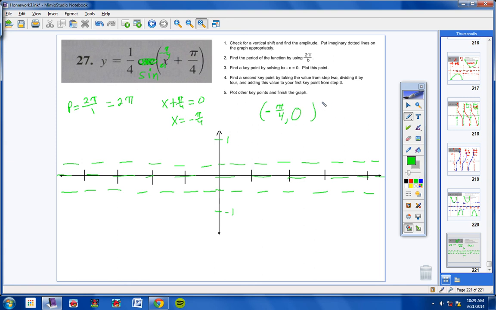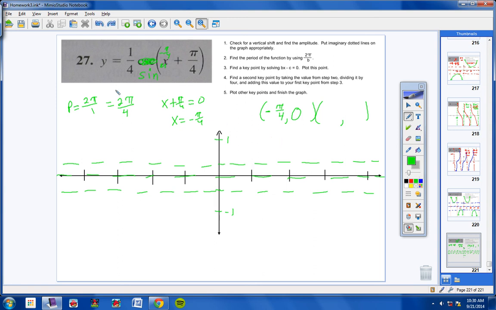Now, to find my next key point, I'm going to go over to my period, which is 2 pi, and divide it by 4, which would give me pi over 2. All right. So there's my next key x value, pi over 2. Sorry students, I apologize. We're going to add pi over 2 to this right here. If you want to, I'm going to quickly convert to degrees to help me. I'm at -45 degrees. Okay, that's what pi over 4 is. And I'm going to add to that pi over 2, which is 90. So I'm going to add 90 to that, and I'm going to get positive 45 degrees, okay?